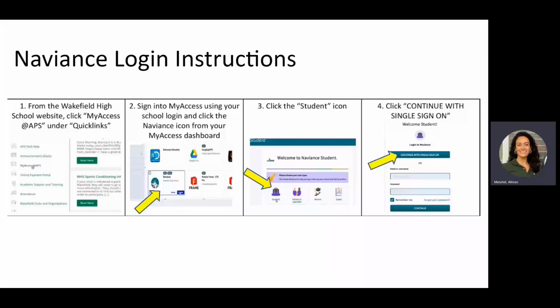From there, you'll enter your username and password to get into your My Access portal, and then click the Naviance icon. Once you've clicked the Naviance icon, click the student backpack, which you see here in step 3. And when you get to step 4, click continue with single sign-on. You may see a page that prompts you to enter your school name. If that's the case, you'll see Wakefield pop up as an option.